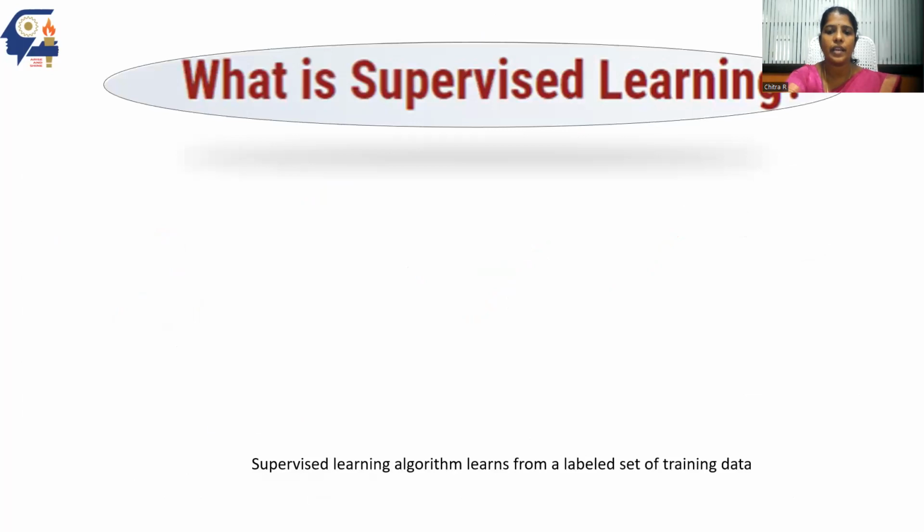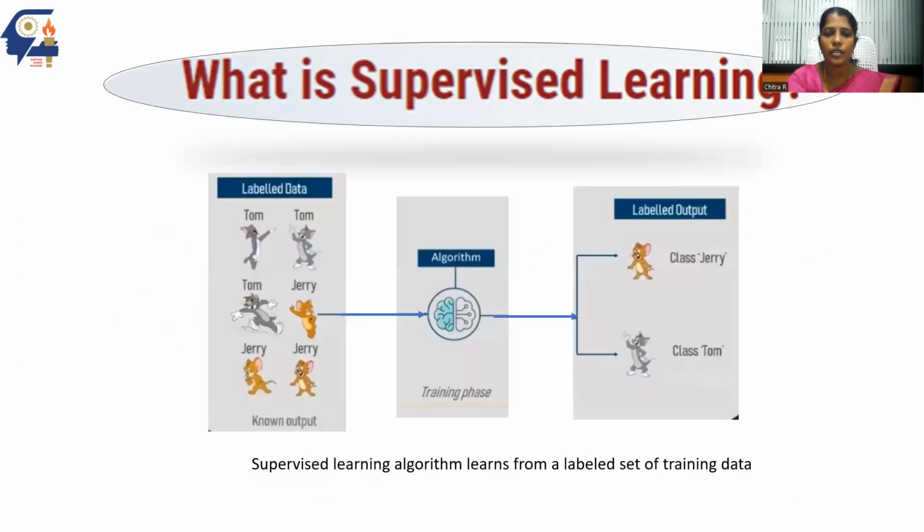What is supervised learning? In supervised learning algorithms, the learning is done with the help of labeled data. The labeled data are given, that is, for this input, this will be the output. That is already given. From this data set, the classifier, the model, can be developed. That is what is called supervised classification. In general, a supervised learning algorithm learns from the labeled set of training data.